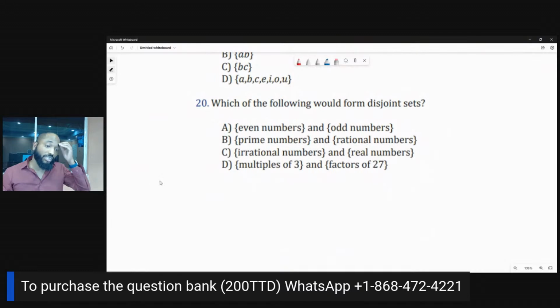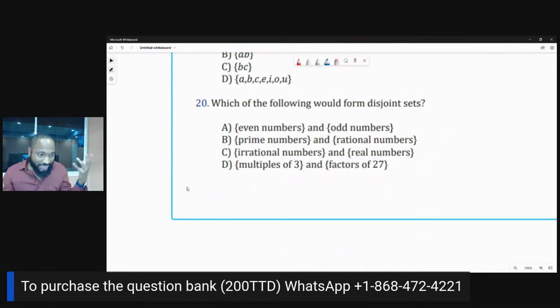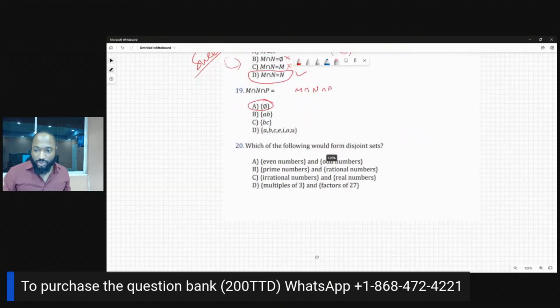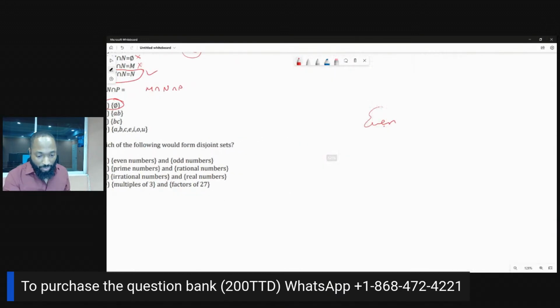Last question. Which of the following would form a disjoint set? So once again, they're giving you back this even prime number. Make sure you know, you need to know this for multiple choice. Make sure you know what's an even number, what's an odd number, what's a prime number, what's a composite number, what is a square number. All these types of numbers you need to have down your belt.